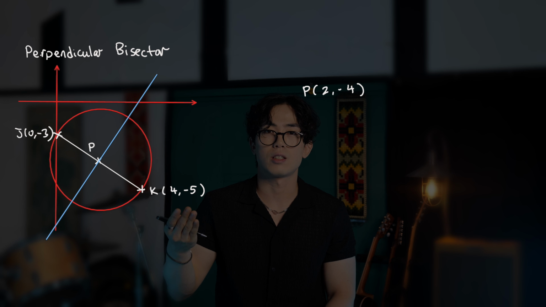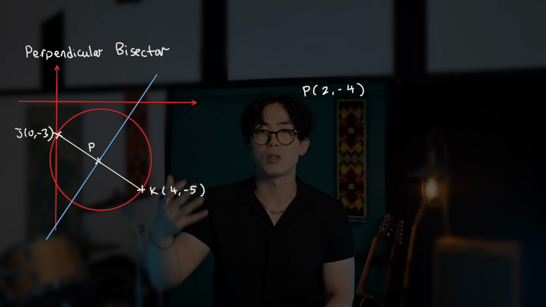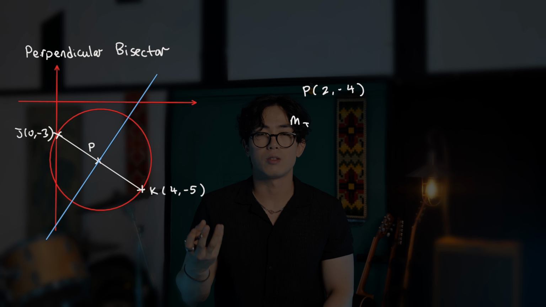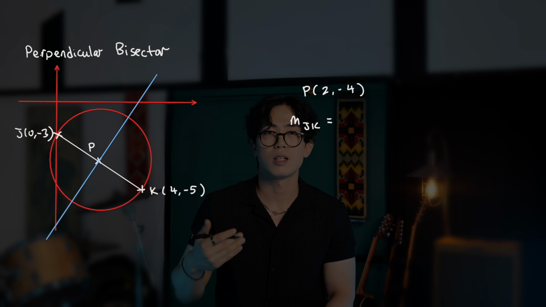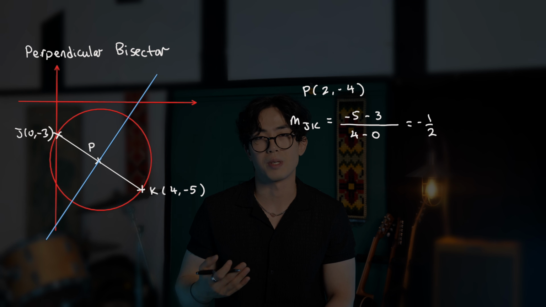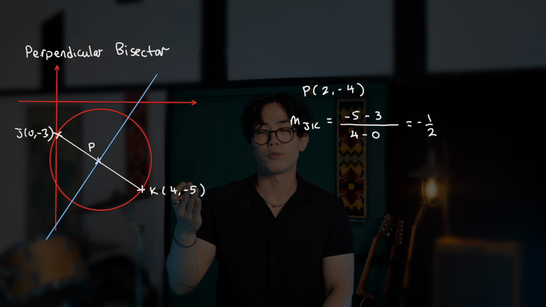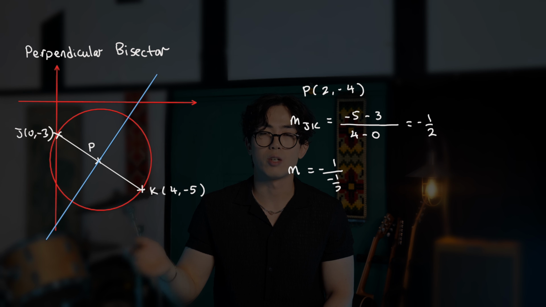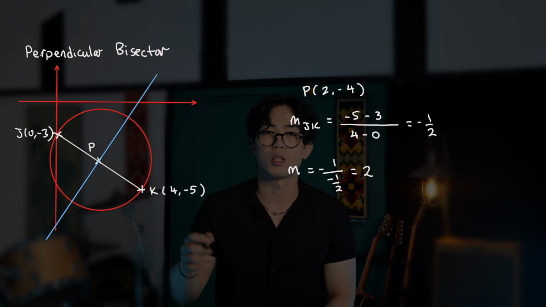Now we need to use the gradients. So I need to find the gradient of JK first in order to find the gradient of this perpendicular bisector line. So gradient, well, change in y over change in x, right? So minus 5 minus 3 over 4 minus 0 gives me minus 1 over 2 as the gradient for JK, meaning that the gradient for the perpendicular bisector will be minus 1 over that, so it's going to be 2.